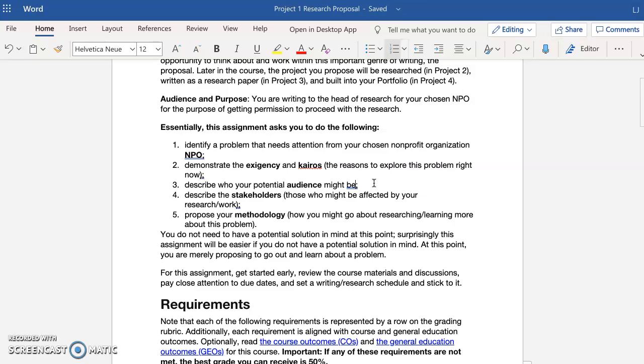And finally, you're going to propose your methodology, your plan for how you're going to research the problem that you've got. This is going to be a lot easier once you have the first 4 steps.